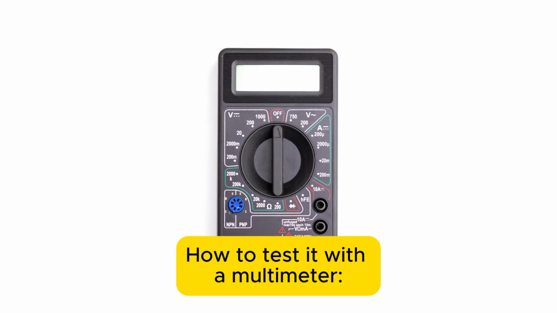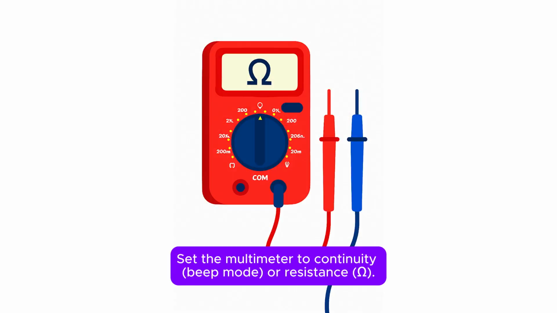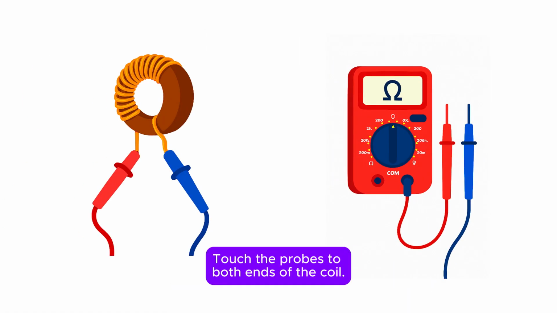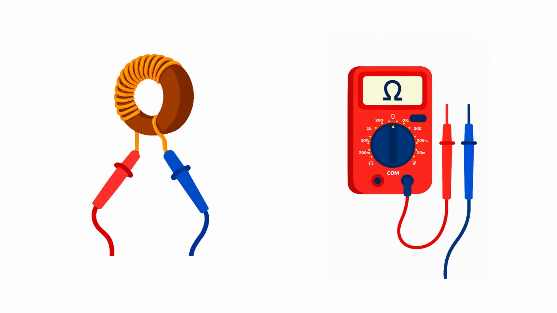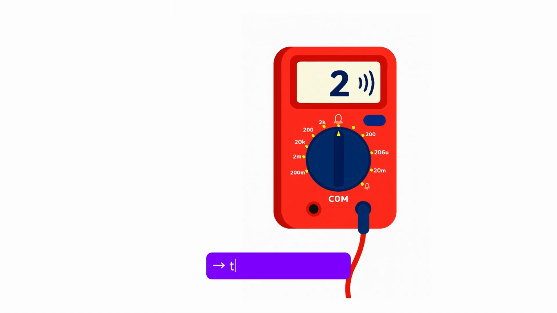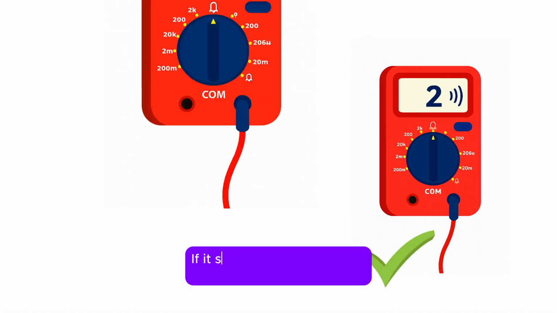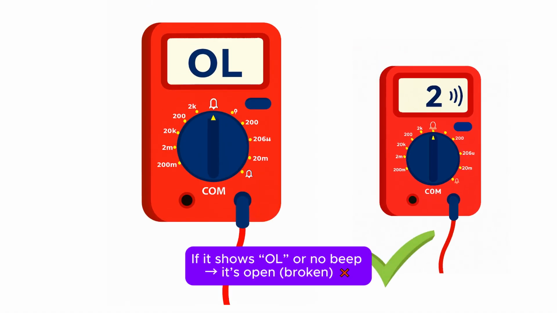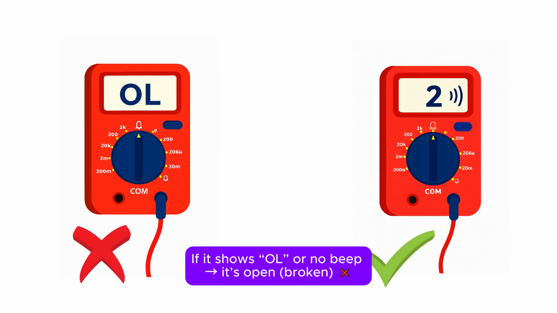How to test it with a multimeter? Set the multimeter to continuity, beep mode, or resistance, ohms. Touch the probes to both ends of the coil. If you hear a beep or see a small value like 1 ohm or 2 ohms, the coil is good. If it shows OL or no beep, it's open, broken.